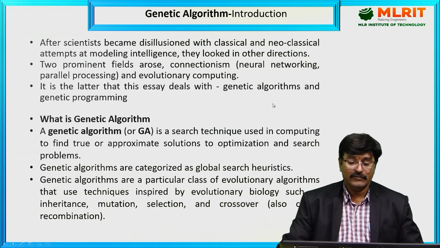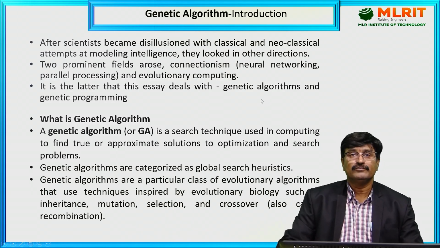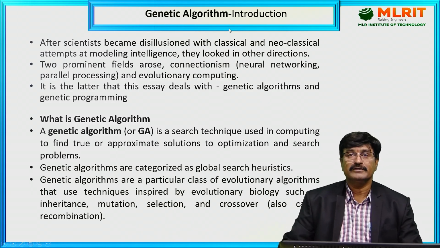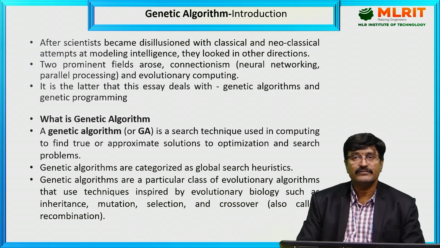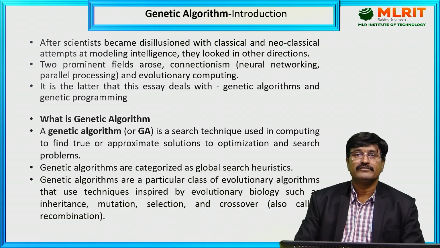Genetic algorithm introduction. After scientists became disillusioned with classical and neoclassical attempts at modeling intelligence, they looked in other directions. So what are the other ways to find the goal? Two prominent fields arose in this case. One is connectionism, that is nothing but neural networking or parallel processing, and the other is the evolutionary computing method.